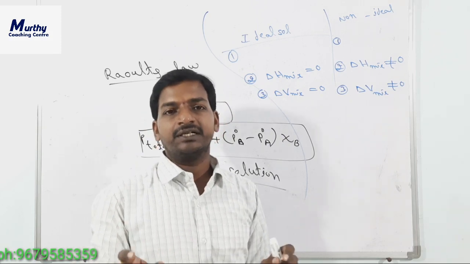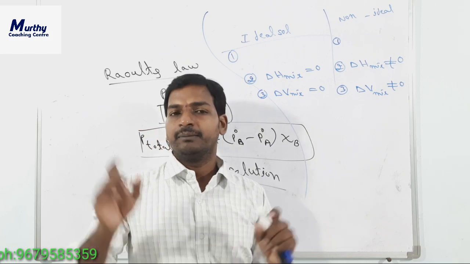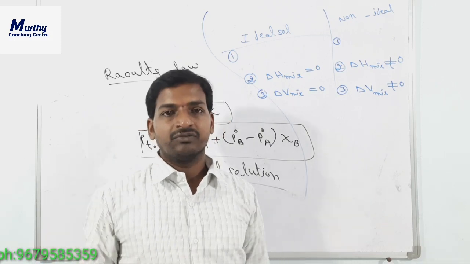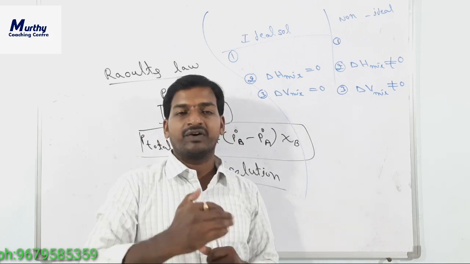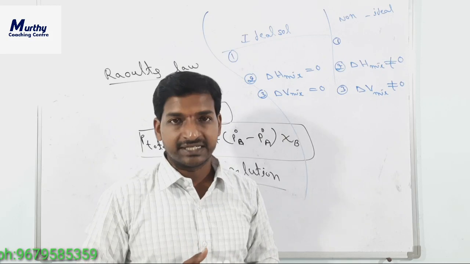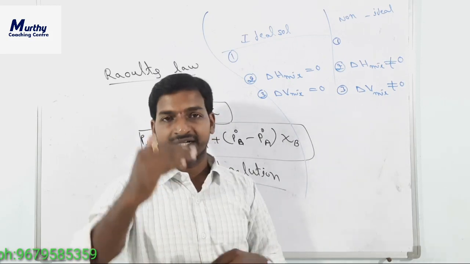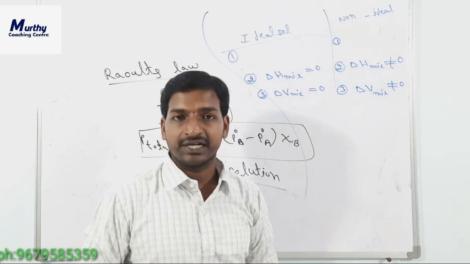If you take two liquids, A and B, A is 5 ml and B is also 5 ml. When we mix them, the mixture may be 11 ml, meaning 1 ml of solution has increased. So the volume of the solution increased, delta V mixture is greater than 0, so that is not equal to 0. That condition we can call a non-ideal solution.